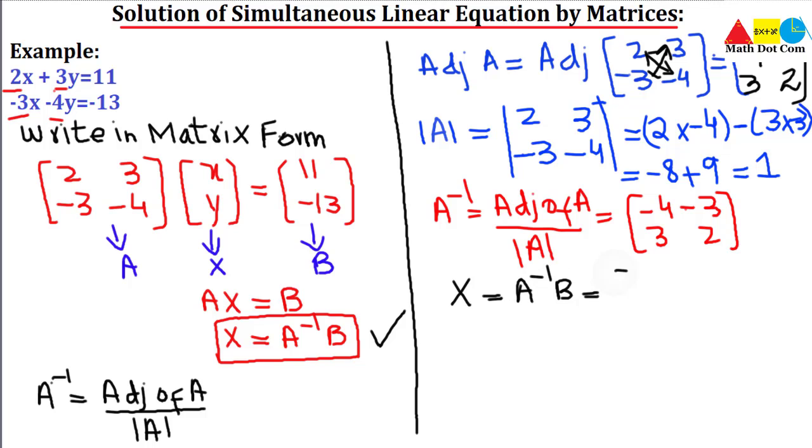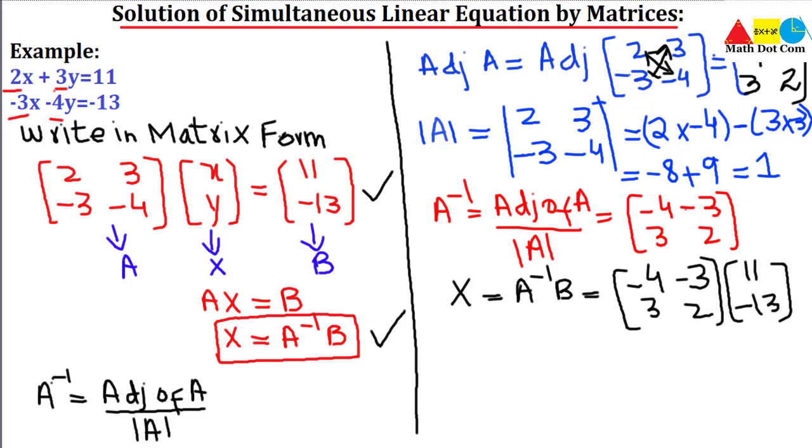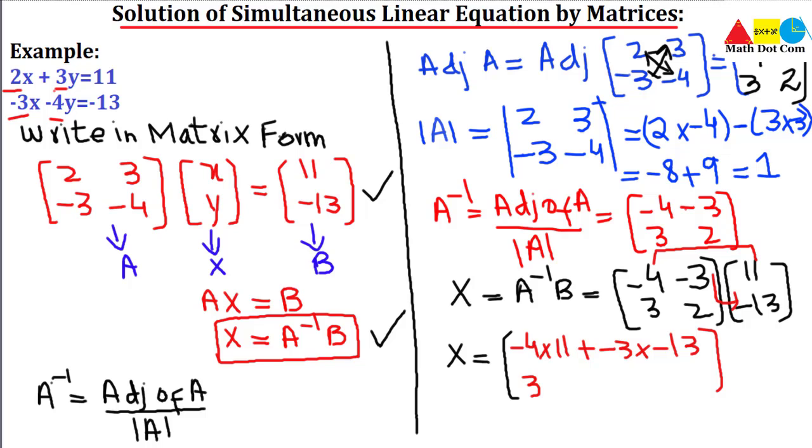So what is A inverse? A inverse is minus 4, minus 3, 3, 2, and B is 11 and minus 13. Let's multiply them using the multiplication rule of matrices: minus 4 into 11 plus minus 3 into minus 13. You multiply this element with this and this element with this, with the plus sign. Then move to the second row, and multiply that row with the column of 11 and minus 13. So 3 into 11 plus 2 into minus 13.